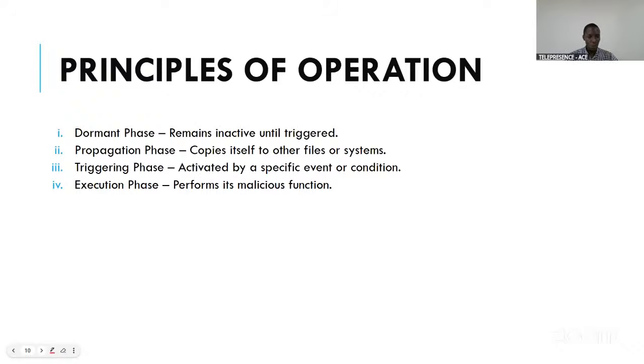The second principle is the propagation phase. This phase is when the virus replicates itself. From the word propagation, the virus copies itself to other files or systems. At this stage, the virus begins to multiply and copy itself to attack the files you have on the system.